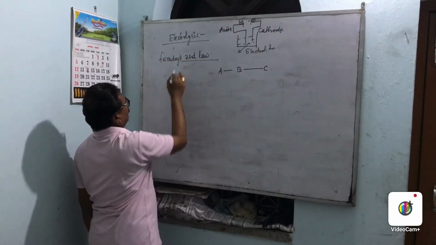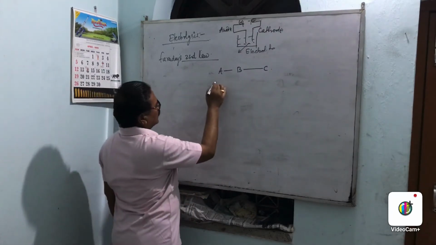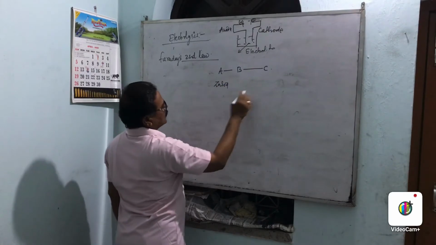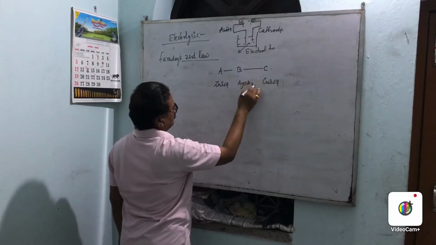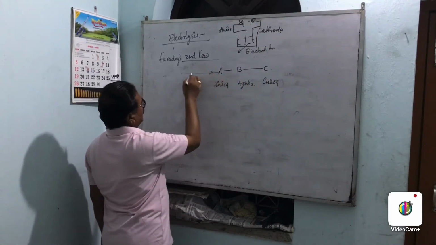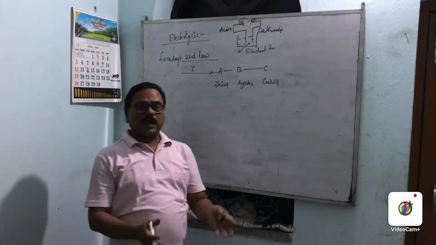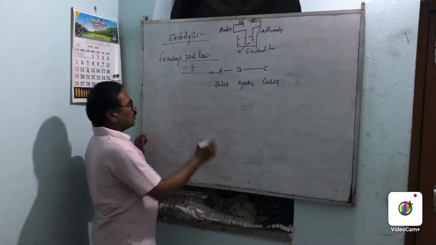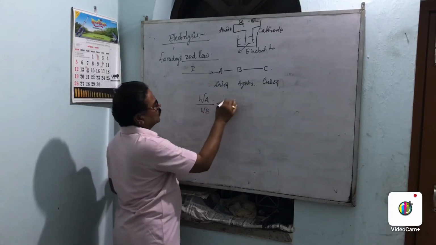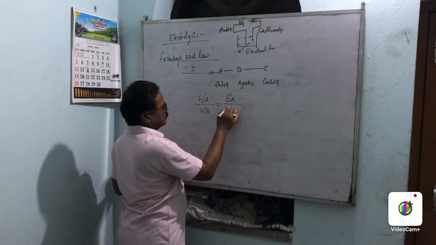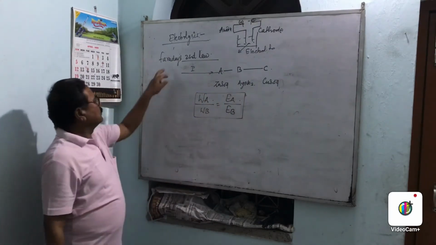Faraday's second law. When different electrolytes are connected in series, suppose this electrolyte is zinc sulfate, this electrolyte is copper sulfate, and this is AgNO3, connected in series, and the same quantity of electricity is passed through it, then the mass of the substances deposited at their electrodes are in the ratio of their equivalent weights. That is WA by WB is equal to EA by EB. This is the statement of Faraday's second law.